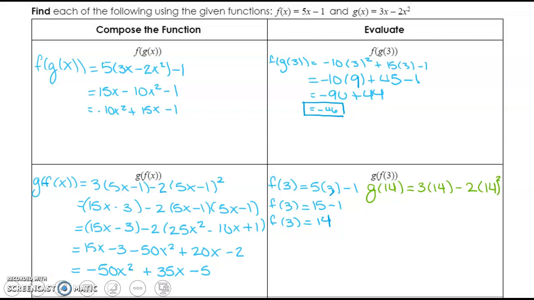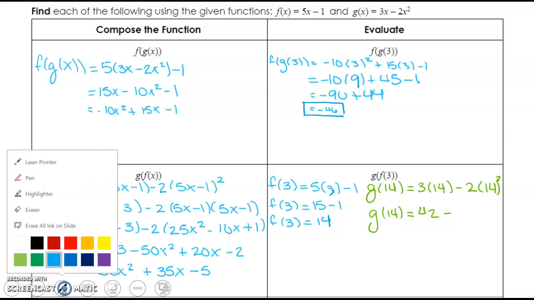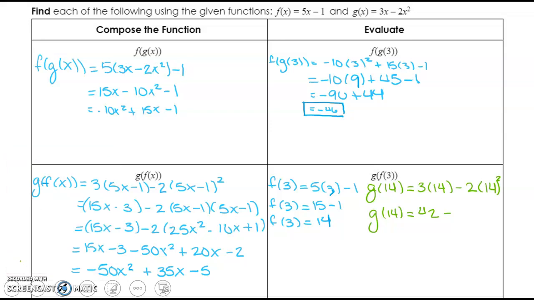And then if we were to simplify this a little bit further, we would get g of 14 equals, here, let me change my pen color here. G of 14 equals 42 minus 2 times 14 squared, which is 196. Okay, now if we were to simplify this a little bit further, we would get g of 14 is equal to negative 350.